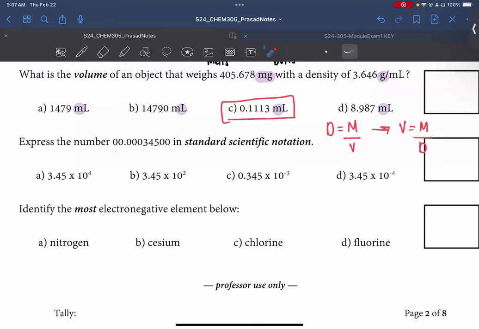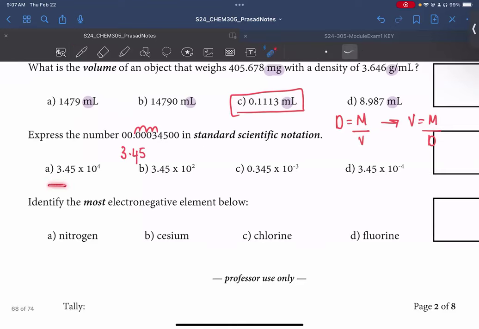Express a number right here in standard scientific notation. This involves moving the decimal point a number of jumps so that it is between 1 and 10. In this case, it is 3.45. That is, of course, common to all of the answers, 3, 4, 5, those numbers. But you must remember the decimal must be between two digits such that the number is between 1 and 10. With that, we have jumped a total of 1, 2, 3, 4 times. And based on the direction we went, it must be negative. As a result, the answer is D.